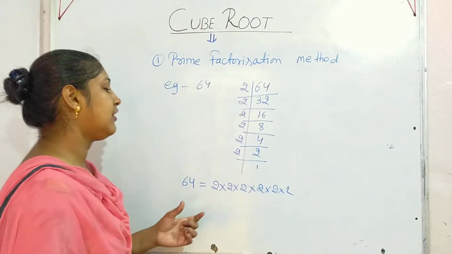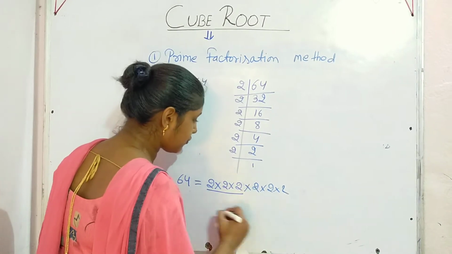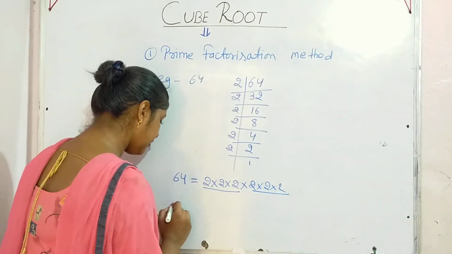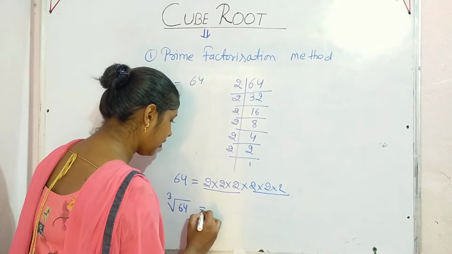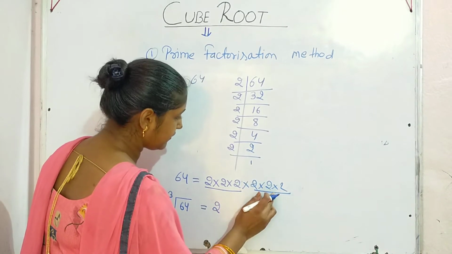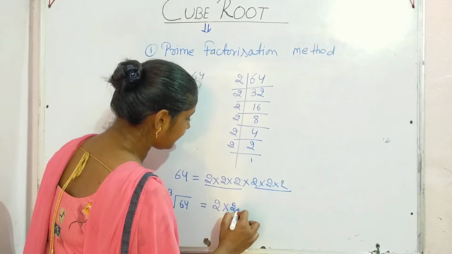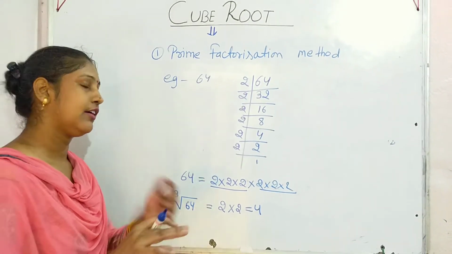Our next step is to make groups of 3 numbers. So this is our first group, this is our second group. So the cube root of 64 is equal to, take 2 from this group and 2 from this group. So 2 into 2 equals 4. So the cube root of 64 is 4.